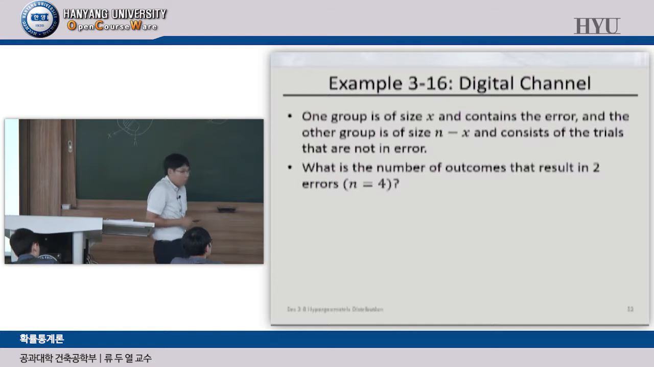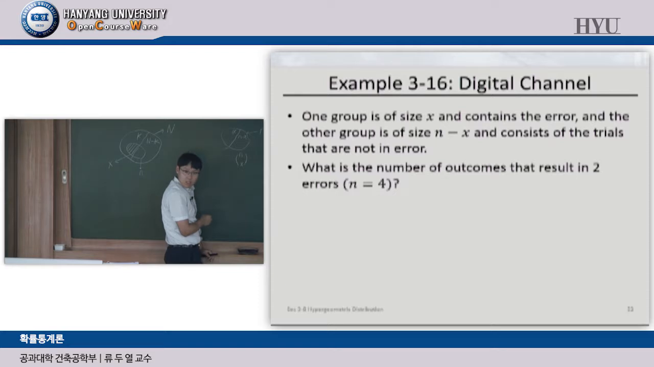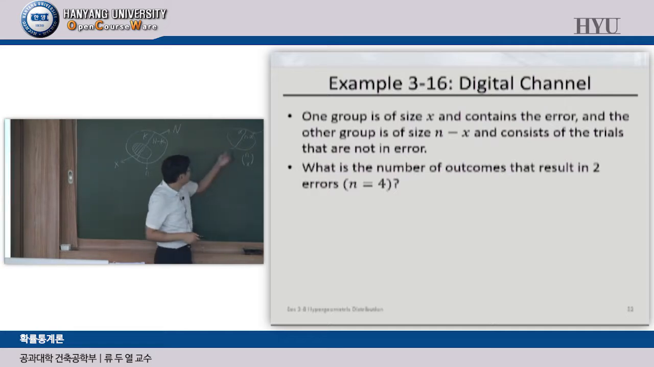For this case, what is the number of outcomes that result in 2 errors when n is equal to 4? To obtain the number of outcomes that result in X errors, we can use this equation, n choose X, right? In the last class, I explained about this, right? So among the n bits in total, the number of outcomes in which X bits are in error can be calculated with this, as we said last time, right?